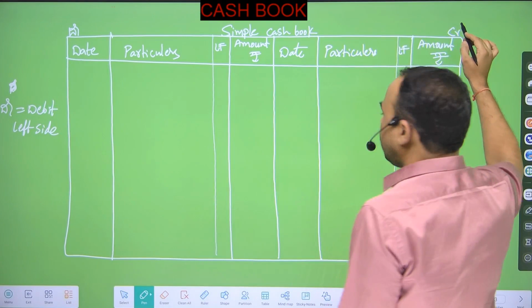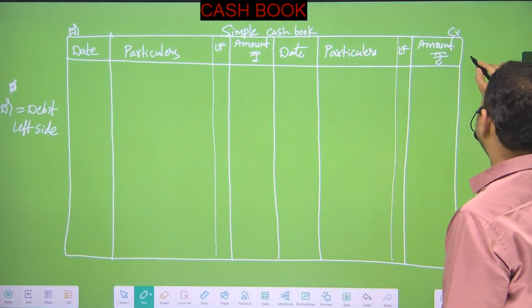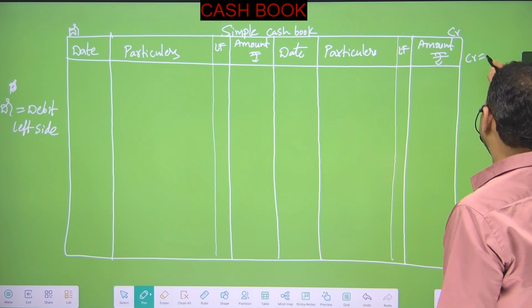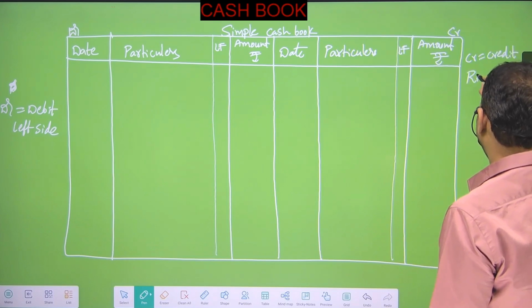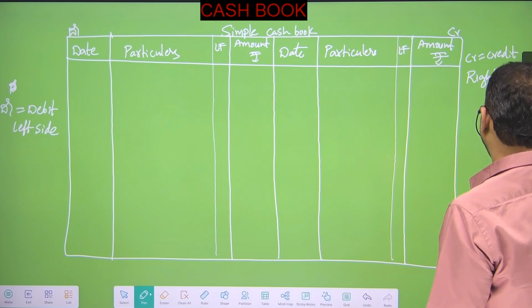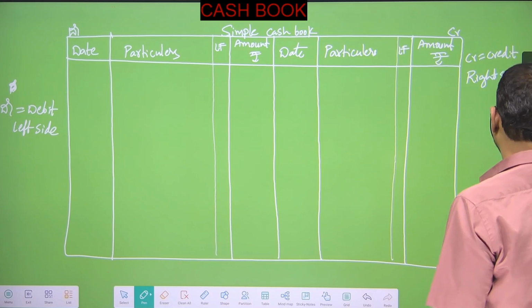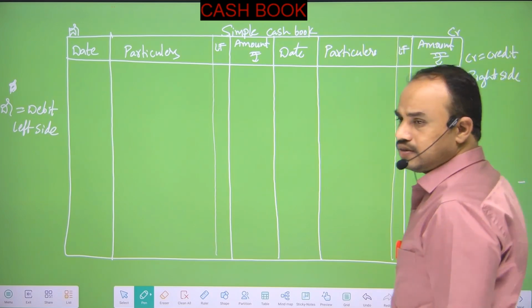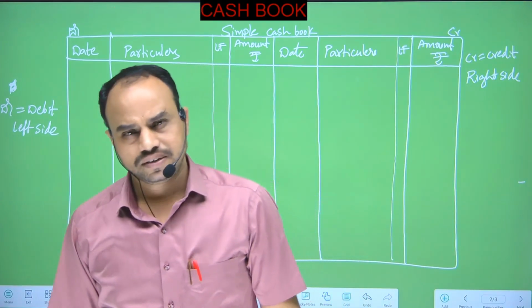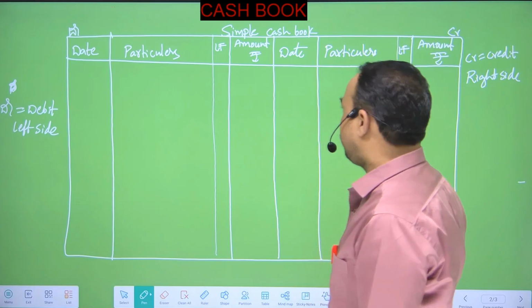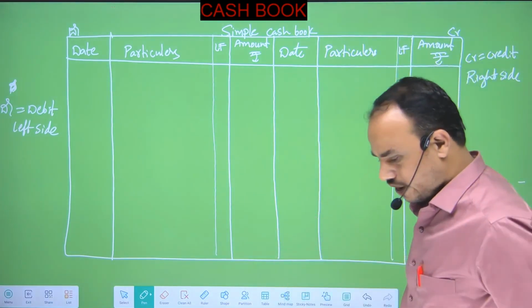Here I have written CR. CR means credit, which means right side. So DR means debit means left side, CR means credit means right side. Okay, this is the format of simple column cash book.